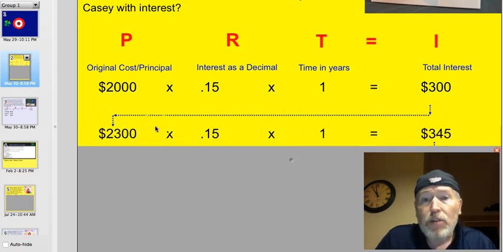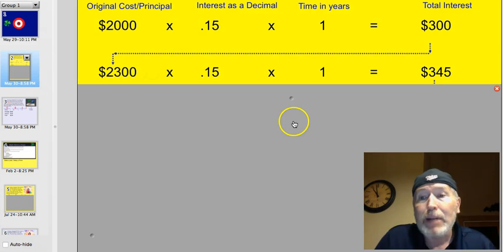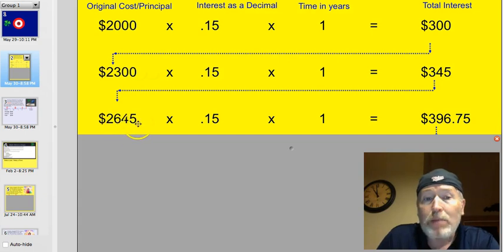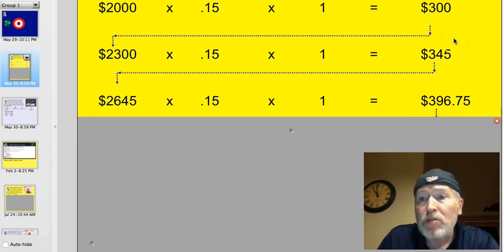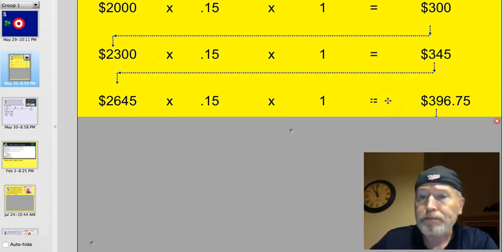Now you tack that interest on to the principal. At the beginning of the second year, he owes $2,300 times 15% times 1 year, of course. That second year, his interest goes up from $300 to $345, and you can figure out what's going to happen next. Now we're going into year 3, but his starting principal is now $2,645, times 15% interest times the 1 year. Now he's paid almost $400 in interest that third year. Notice how the interest keeps going up. Of course, the interest has to go up because the principal is getting larger each year.